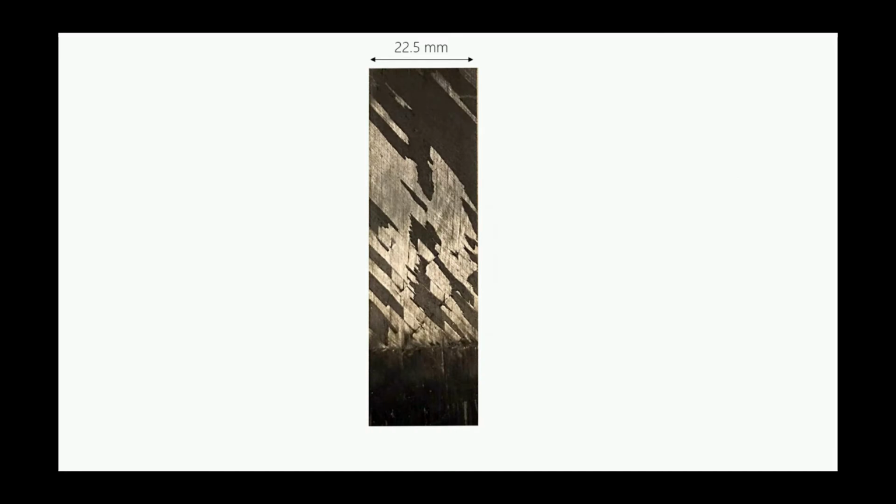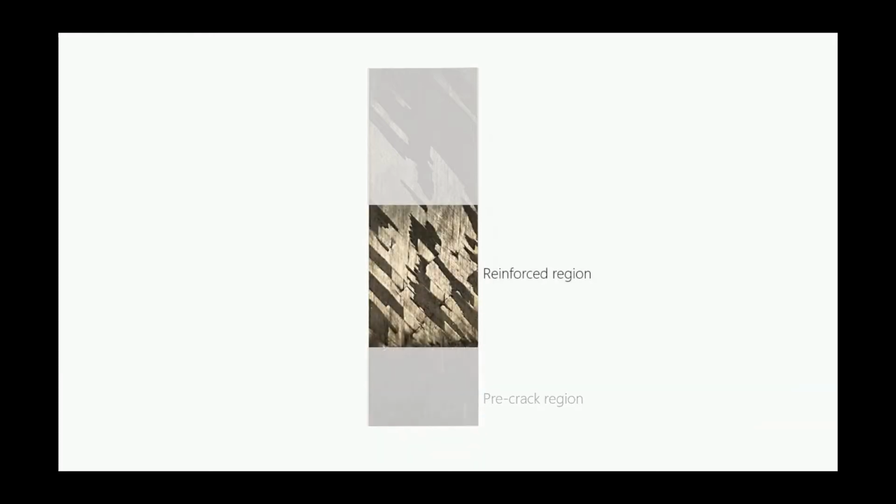A typical fracture surface for one of the reinforced specimens is shown here. On this surface we can clearly distinguish three regions. The first region is the pre-crack region, where the Teflon insert was used to initiate the crack. The second region is the reinforced region, where the tabs and slits were located.